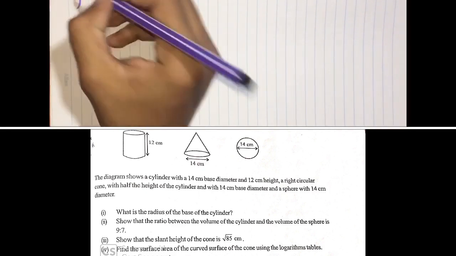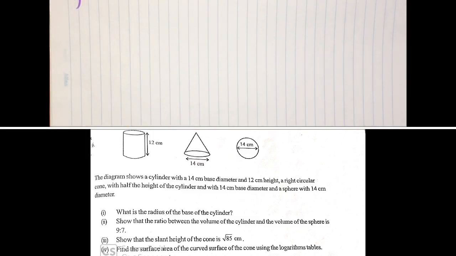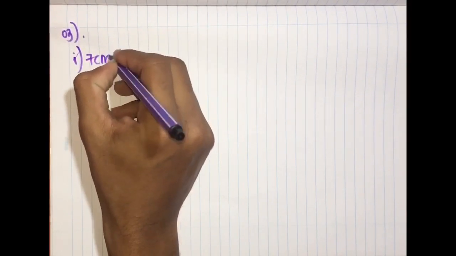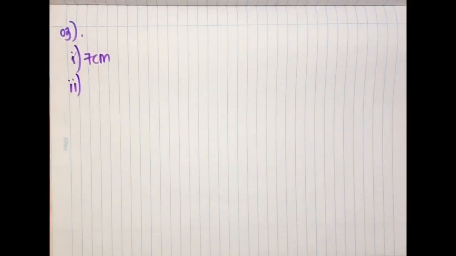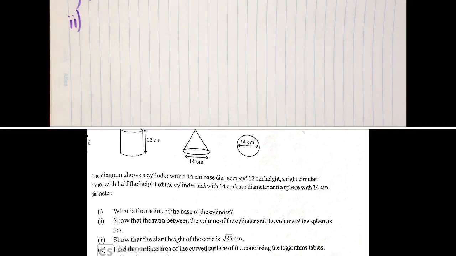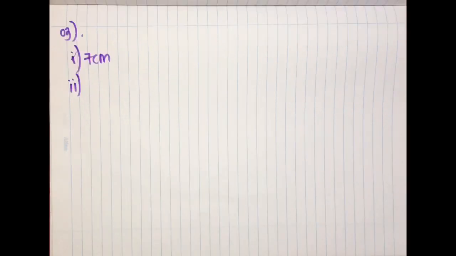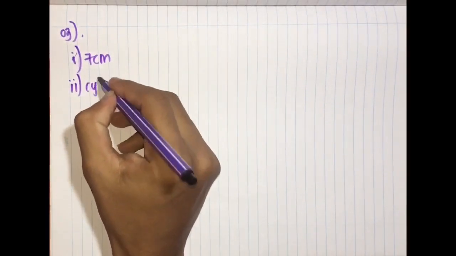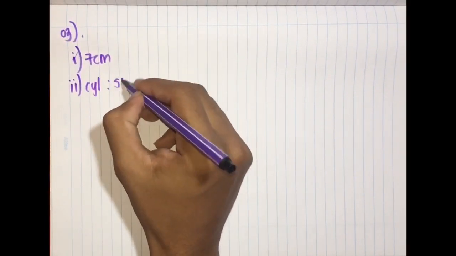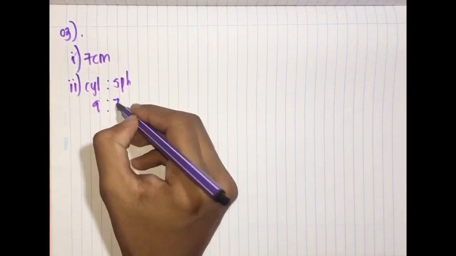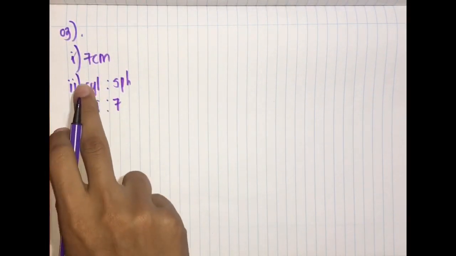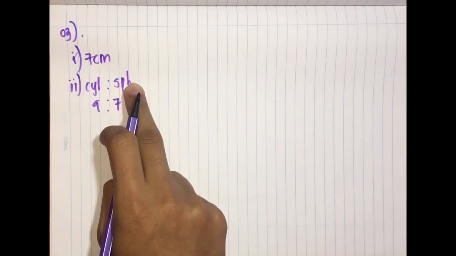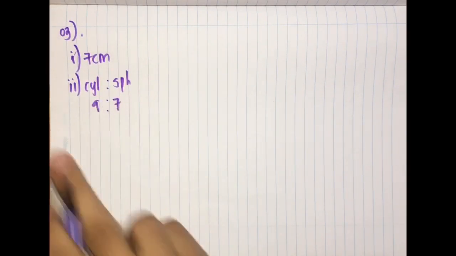Roman number 1, they are asking us to find what is the radius of the base of the cylinder. Now if the diameter is equal to 14 centimeters, what is the radius? It is equal to 7 centimeters. Okay. Part 2, show that the ratio between the volume of the cylinder and the volume of the sphere is 9:7. The volume of the cylinder is to the volume of the sphere is equal to 9:7. How do we find it? Find the volume of the cylinder separately, find the volume of the sphere separately, and then when you simplify, you should get 9:7.